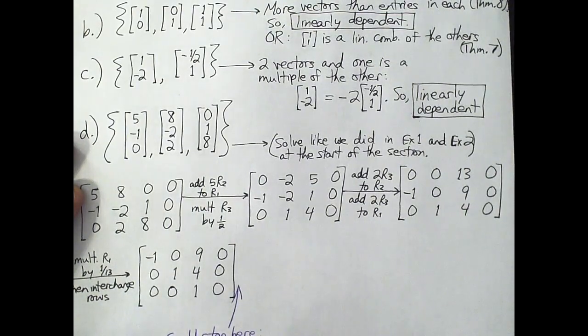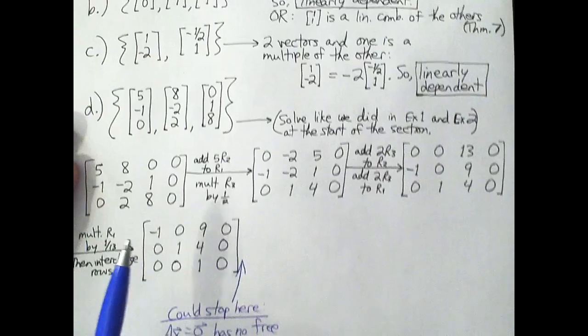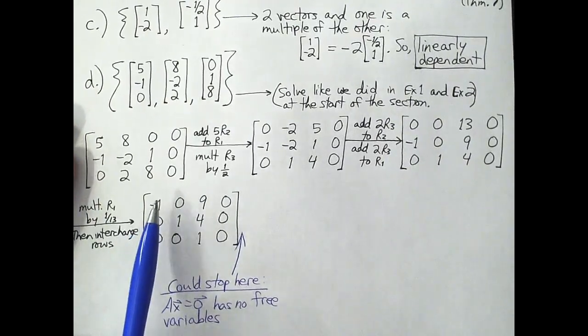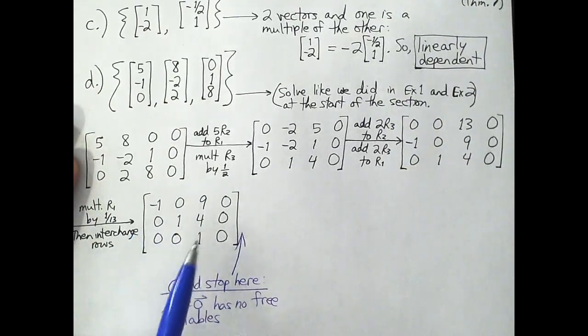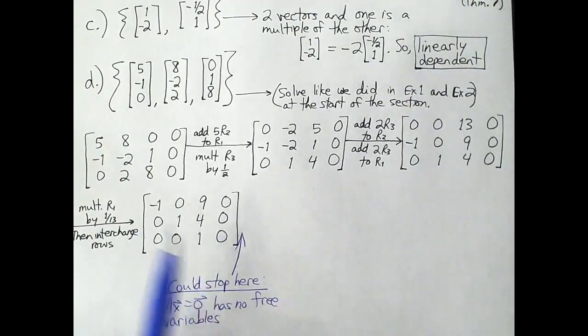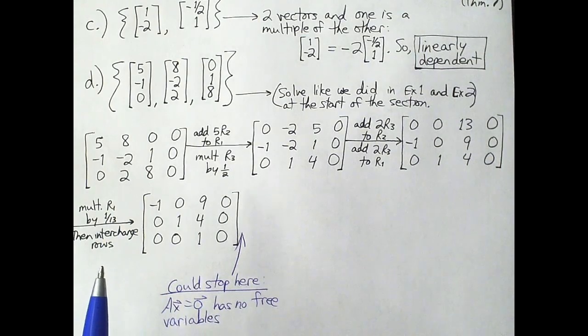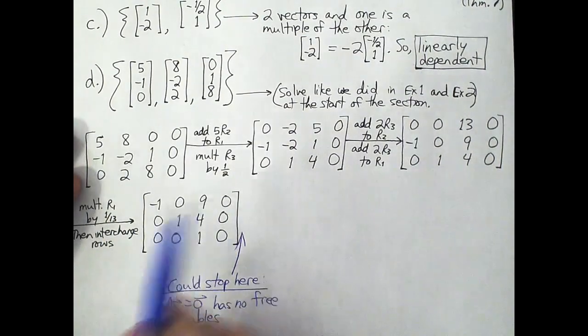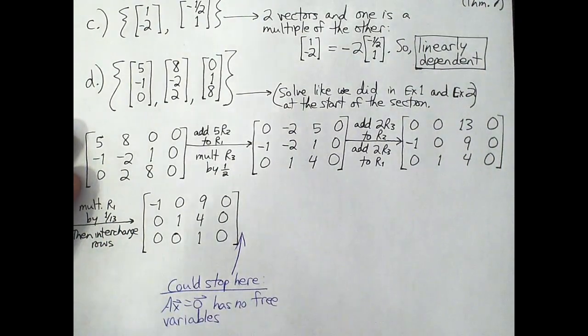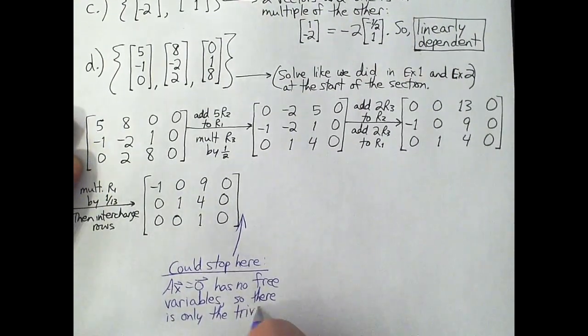How do I know that? How do I know there's no free variables? It's because we have row reduced enough to see that there are 3 pivots. Pivot, pivot, pivot. If we keep going, we're going to get just a unique answer, not like a solution set with a free variable. So there's no free variables, so there is only the trivial solution.